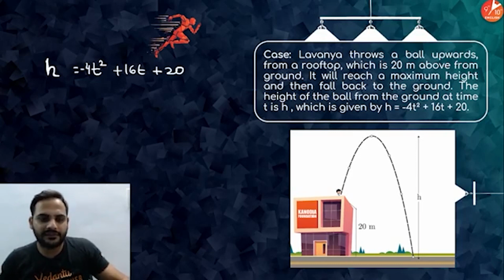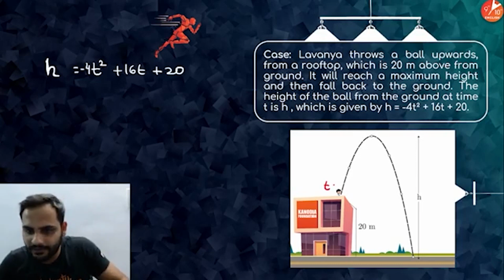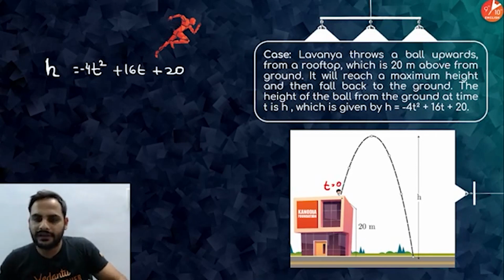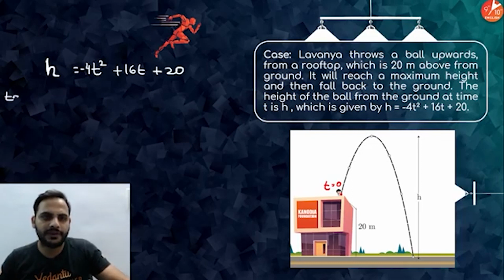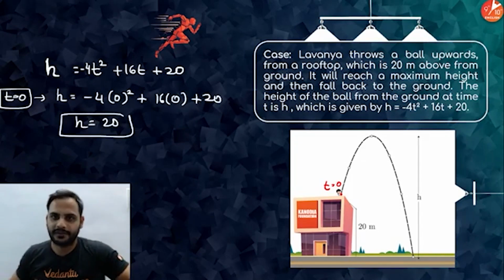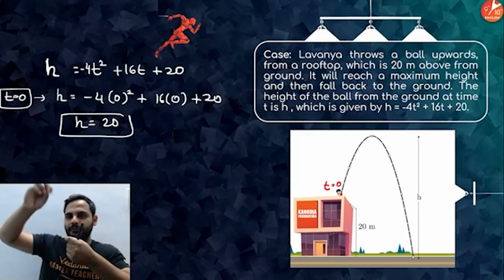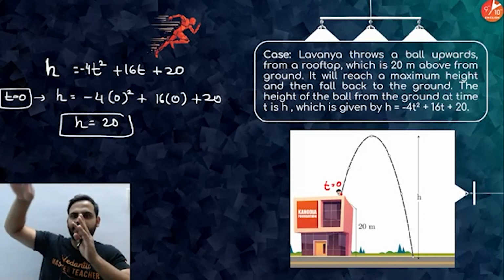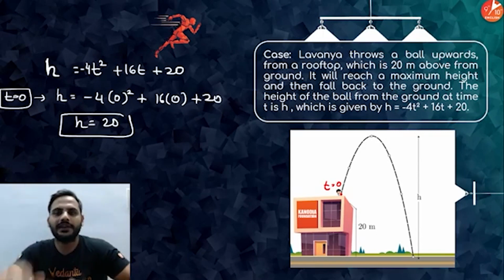देखो for example guys, if you will see, when time was equal to 0, Lavanya is at this store, the ball is also over here, which is at the height of 20 meter from the ground. Put t equal to 0 in this. If you put t equal to 0, I will say sir h will be equal to minus 4 into 0 square plus 16 into 0 plus 20. h is equal to 20. देखो, it is correct, height is 20 over here. So this equation is telling that if you put different values of t, it will tell you where the ball is, at what height the ball is from the ground.